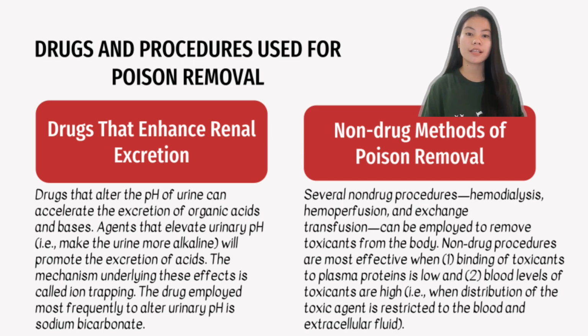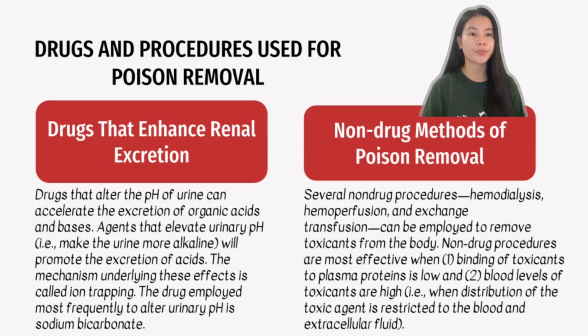So agents that elevate urinary pH, for example, make the urine more alkaline, so it will promote the excretion of acids. Then drugs that lower urinary pH will promote the excretion of bases. The mechanism underlying these effects is called ion trapping. The drug employed most frequently to alter urinary pH is sodium bicarbonate.